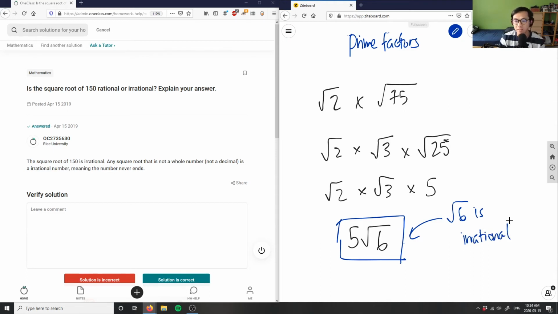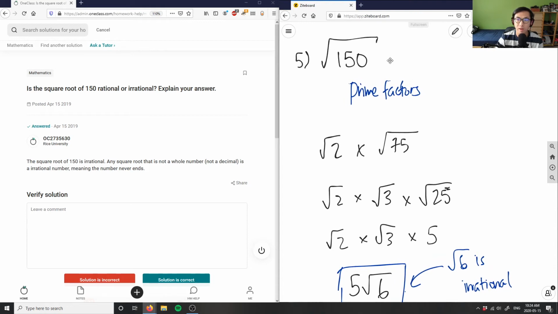And the reason why is that if you did the long division of root 6 here, you're going to realize that this number goes on forever and ever. We can solve for that using long division, but I'm not going to do that for you. But basically, you can assume that if a square root does not give you a perfect square, it's going to be an irrational number, for all integers only.